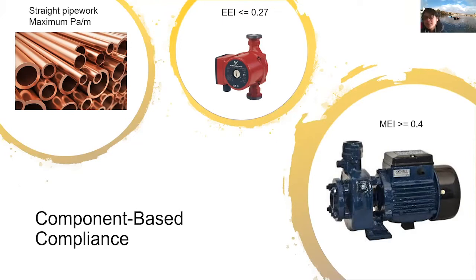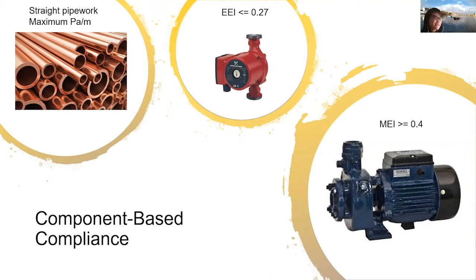The second part of the components compliance refers to your pumps, so that's looking at your pump efficiency. For your pumps, there are two types of pumps for which you may need to comply. The first type is a circulator pump with a hydraulic power output of less than 2.5 kilowatts. You can see that in the image, the one in the middle.